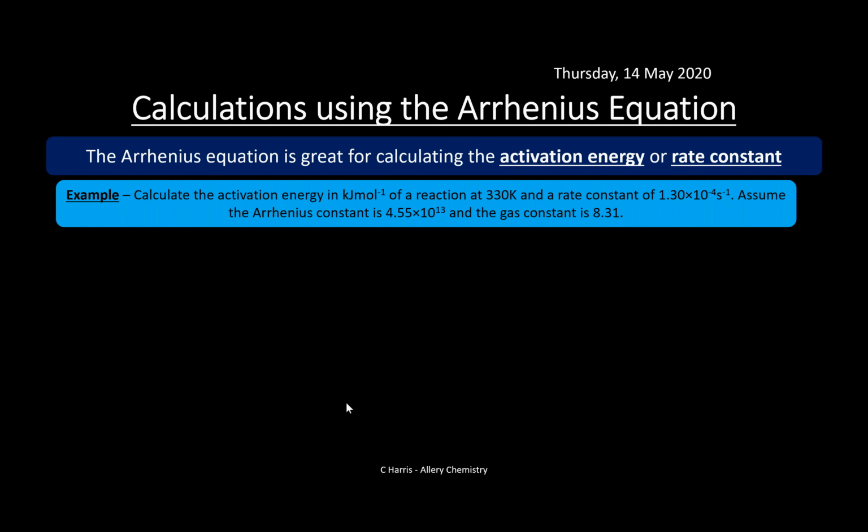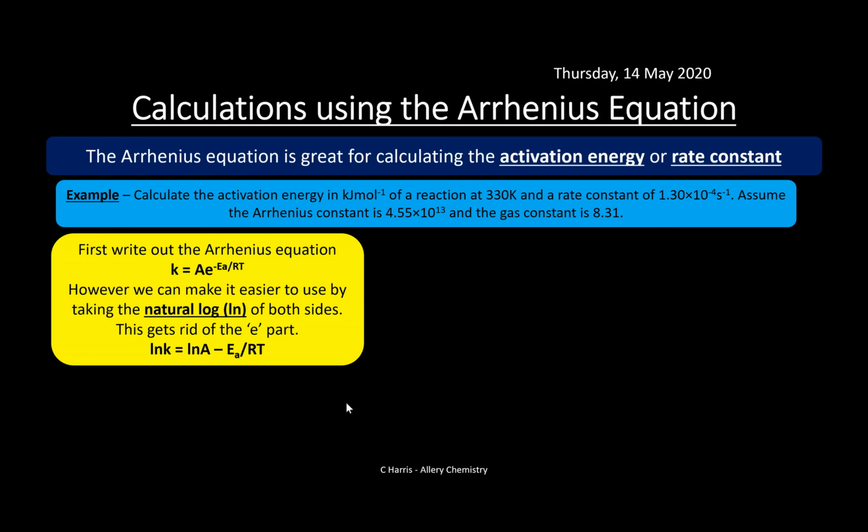Calculate the activation energy in kilojoules per mole of a reaction at 330 Kelvin and a rate constant of 1.3 times 10 to the minus 4 per second. We're going to assume that the Arrhenius constant is 4.55 times 10 to the 13 and the gas constant is 8.31. Wow, there's a lot of information there. Right, so let's try and break it down. Again, let's be methodical, break it down, and simplify it as much as we can.